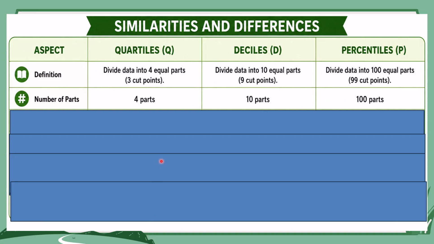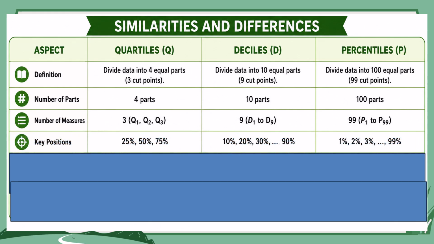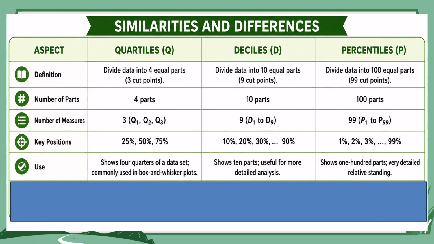How about the number of measures? That is quartile 1, 2, 3, while decile 1 to decile 9, while percentile from percentile 1 to percentile 99. What are the key positions? Quartile 1 is 25%, quartile 2 is 50%, quartile 3 is 75%, while the deciles are 10, 20, 30, 40, and so on to 90%. The percentiles are 1%, 2, 3, 4, and so on up to 99%. How about the use? What is the use of the quartile?